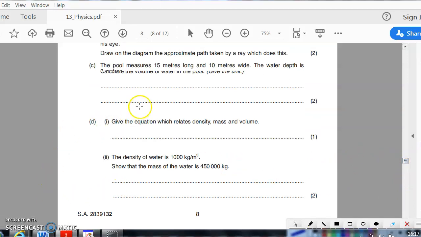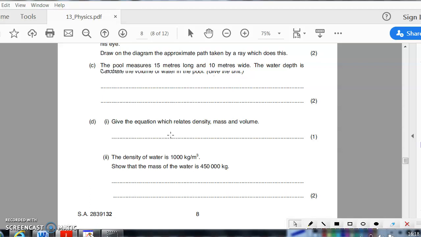Next question. Give the equation which relates density, mass, and volume. So we are thinking my dog vomits, MDV, yeah, those are there. But we don't just write it down, we look at the next question. The question is, the density of water is this. Show that the mass of the water is equal to that. So I would write this in terms of mass. Okay? So, my dog vomits.